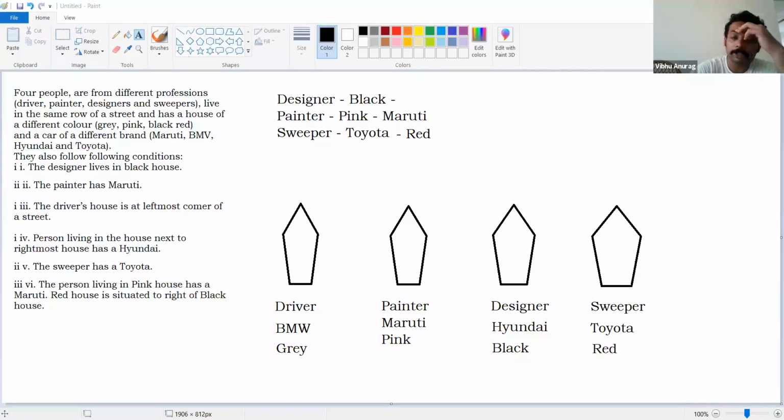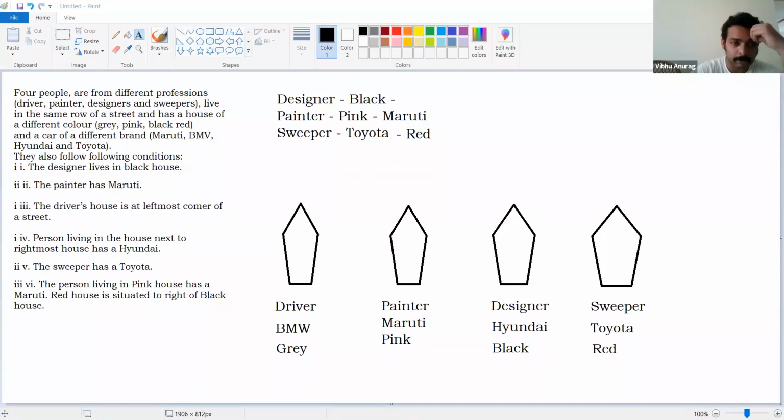25, which of the following is false? Let's evaluate. Option A, Hyundai is owned by the owner of black house. That is true. Painter has pink color house. That is also true. Sweeper's house is in the corner of the street. That is also true. Painter's house is next to sweeper's house. That's false. Painter's house is not next to sweeper's house. The designer lives between them. So answer is D.